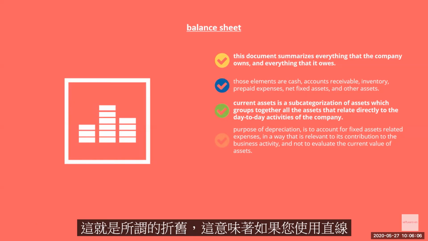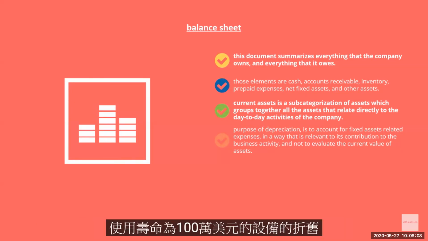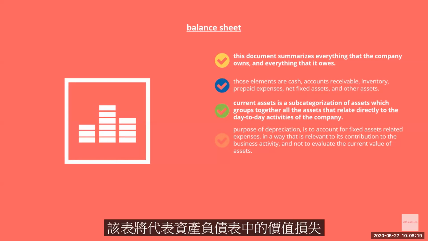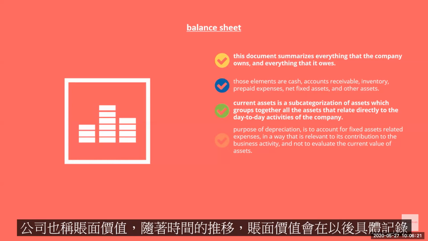That's called depreciation. That means that if you use a straight line depreciation for a $1 million piece of equipment with a useful life of 10 years, you will account in the company's books an expense of $100,000 every year for 10 years. In the balance sheet, this will represent the loss of value in the accounting books of the company, also called book value, that is recorded over time.